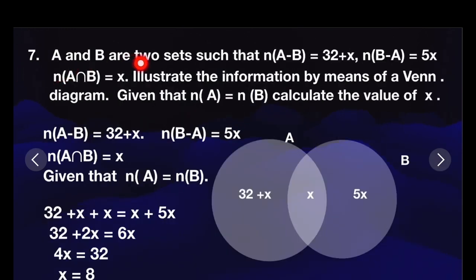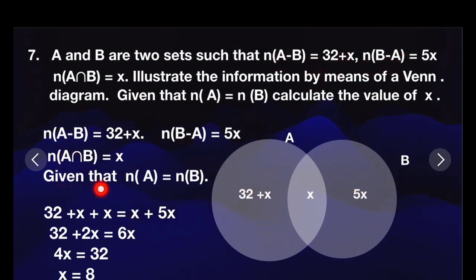Question 7. A, B are two sets such that n(A minus B) and n(B minus A) is 5x. n(A intersection B) is x. Illustrate the information by a Venn diagram. Very easy. First, draw two circles A and B. What is intersection? Write it in the middle. And then A minus B is this area. Write down this value here. B minus A, write it here.